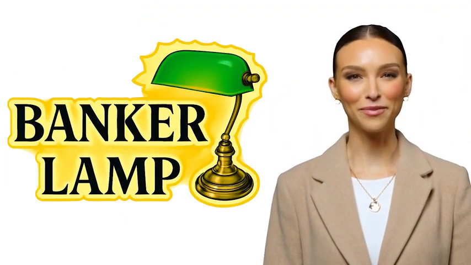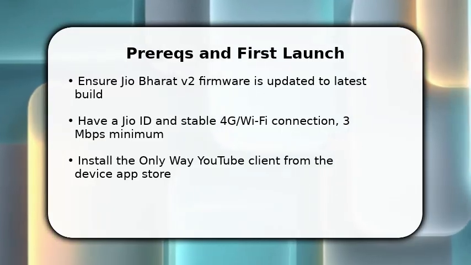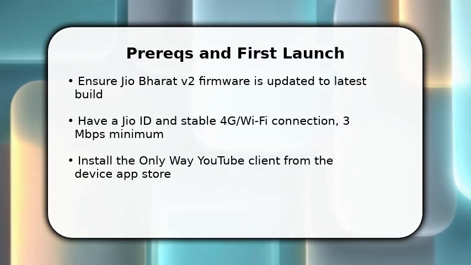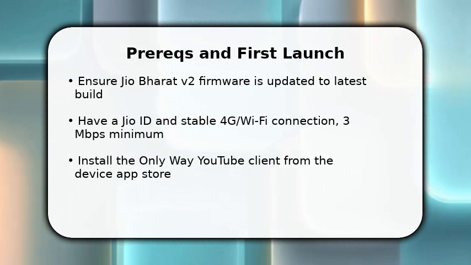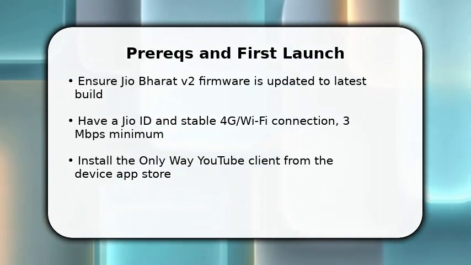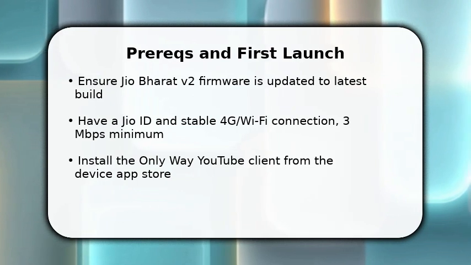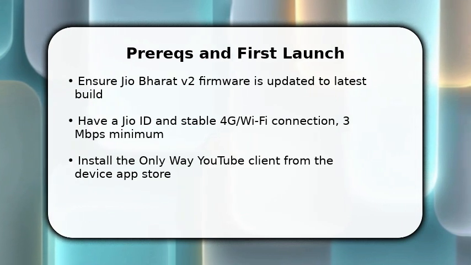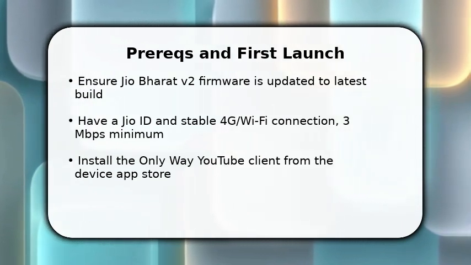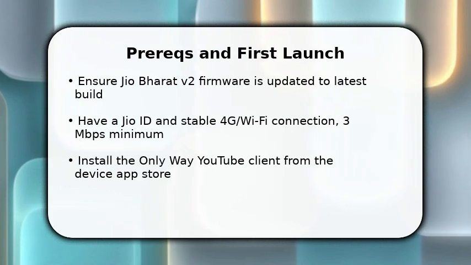Please enjoy the video. You start by confirming the device is on the latest Jio Bharat V2 firmware. This avoids codec and DRM issues. Once done, sign into your Jio ID and connect to a stable 4G or Wi-Fi link. Aim for at least 3 Mbps for smooth playback. Then open the Only Way store, locate the YouTube client, and install it.